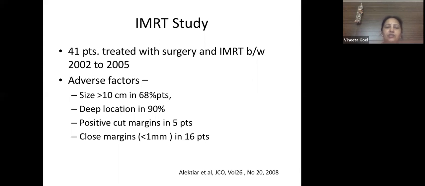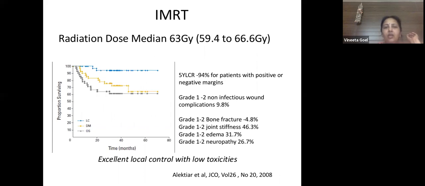For example, the tumor size was more than 10 centimeters in about 68% of patients. The tumor was located deeply in 90% of patients. There was a positive cut margin in 5 patients, 5 out of 41, which is a good number. And there was a close margin of less than 1 millimeter in 16 patients. That is why these patients were treated with surgery followed by IMRT. The median IMRT dose used was 63 gray, ranging from 60 to 66 gray.